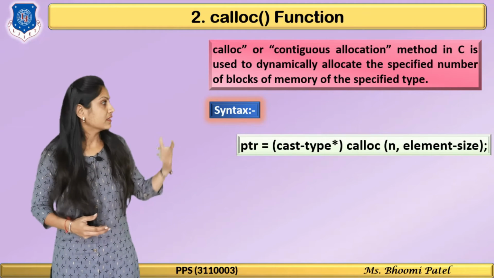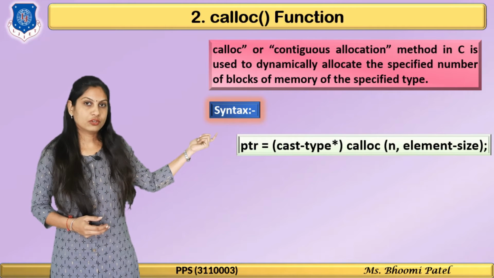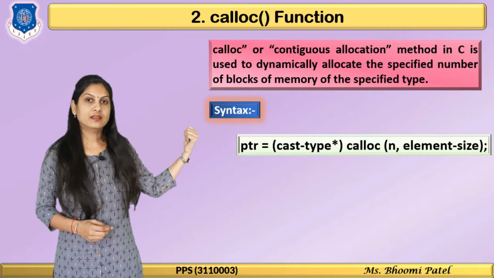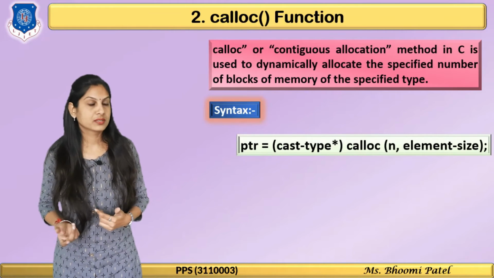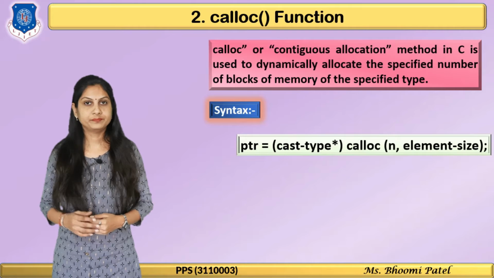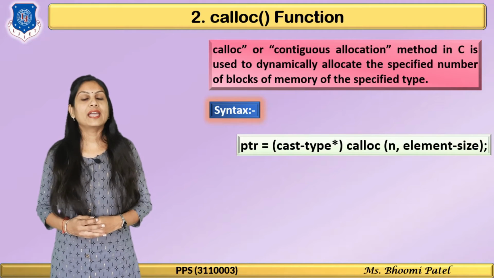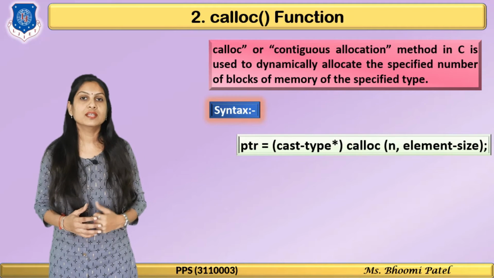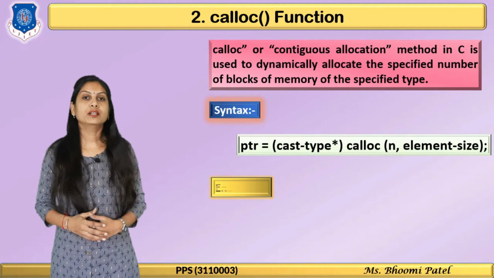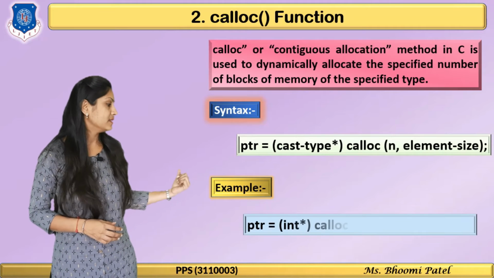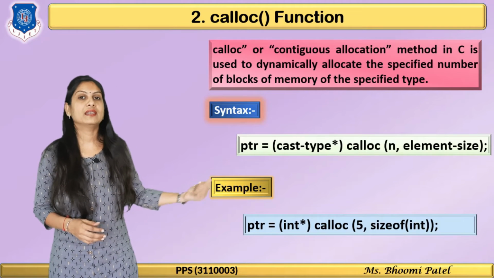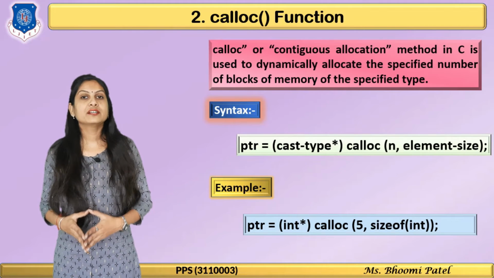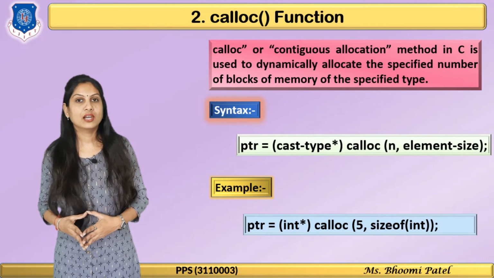ptr equals the cast type star, then the calloc function, and here I am passing two different parameters. First n, that is the number of blocks, and then the element size. So if I write n equals 5, then 5 multiple blocks will be created using this function. Let's see the example. ptr equals int star, and then the calloc function, and inside it we are passing 5 comma sizeof(int). So what is the only difference between malloc and calloc?